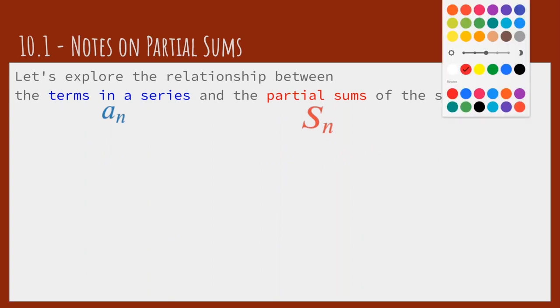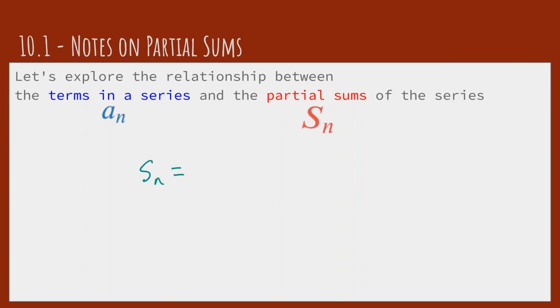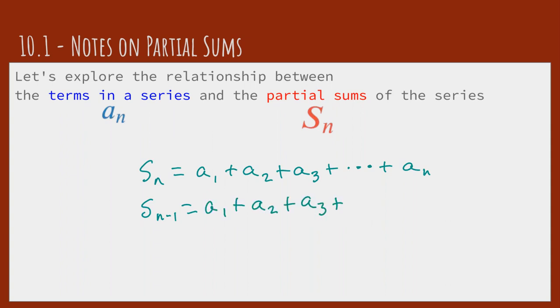So if we think about what S sub n represents, S sub n is going to be A sub 1 plus A sub 2 plus A sub 3 and so on, all the way up to A sub n. So we just add the first n terms together. It may not be obvious why I'm doing this yet, but you'll see in a second. So if we look at the n minus first partial sum, so the partial sum right before S sub n, that's going to be A sub 1 plus A sub 2 plus A sub 3, all the way up to A sub n minus 1. And just for consistency, I'm going to include the n minus first term here.